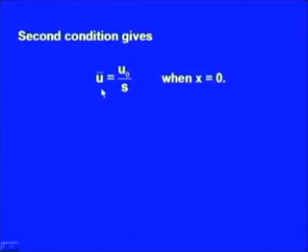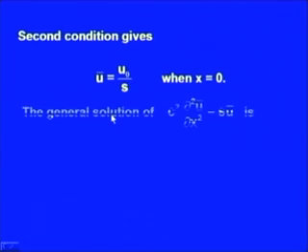The second condition is that at x equal to 0, u is equal to u naught. So, when you take the Laplace transform of that, that is you multiply by e to the power minus s t and integrate with respect to t over 0 to infinity, what you get is u bar equal to u naught by s, when x is equal to 0.